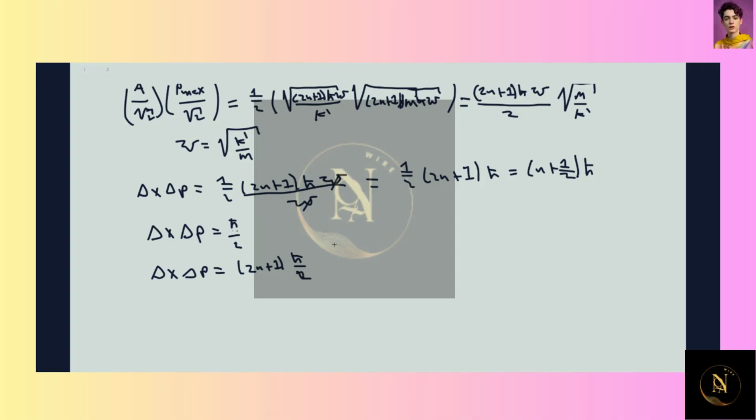So to answer the question, how does the uncertainty product delta x delta p depend on n? Well, it increases with n. As n goes up, the uncertainty goes up.